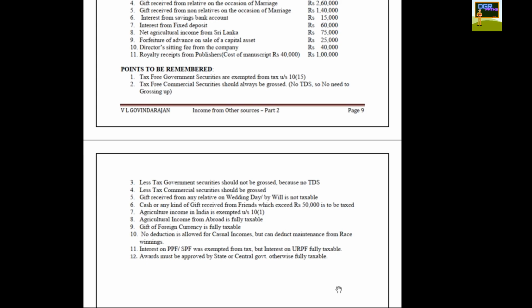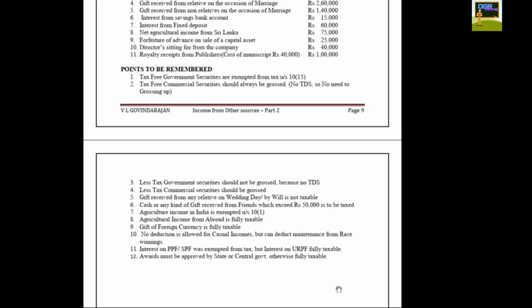Gift received from any relative, on wedding day, or by will is not taxable. Cash or any kind of gift received from friends which exceeds 50,000 is to be taxed. Agricultural income in India is exempt under section 10(1). Agricultural income from abroad is fully taxable. Gift of foreign currency is fully taxable. No deductions are allowed for casual incomes, but maintenance cost can be deducted from race winnings.